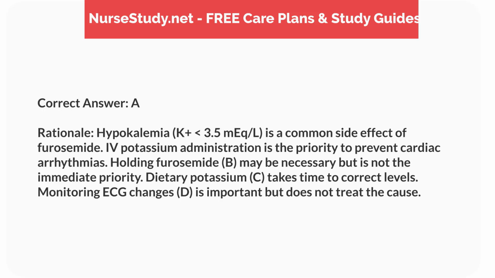Correct answer, A. Rationale: hypokalemia, potassium less than 3.5 milliequivalent per liter, is a common side effect of furosemide. IV potassium administration is the priority to prevent cardiac arrhythmias. Holding furosemide, B, may be necessary but is not the immediate priority. Dietary potassium, C, takes time to correct levels. Monitoring ECG changes, D, is important but does not treat the cause.